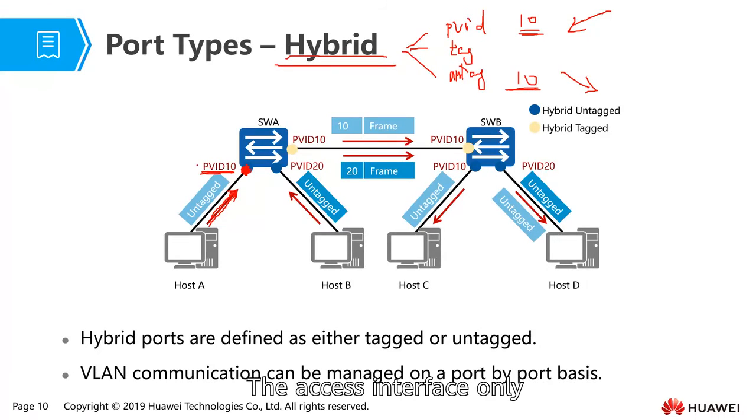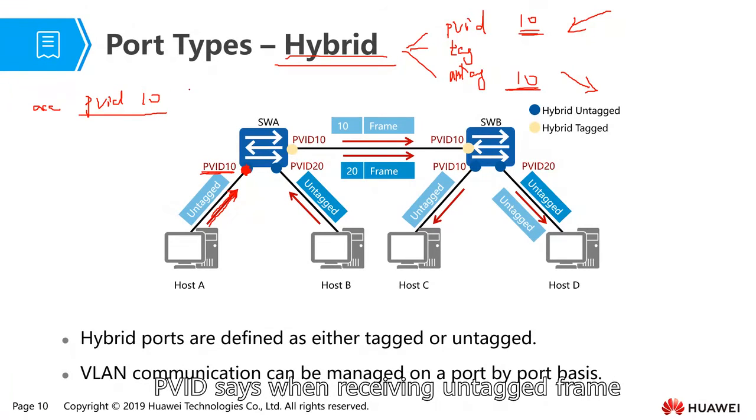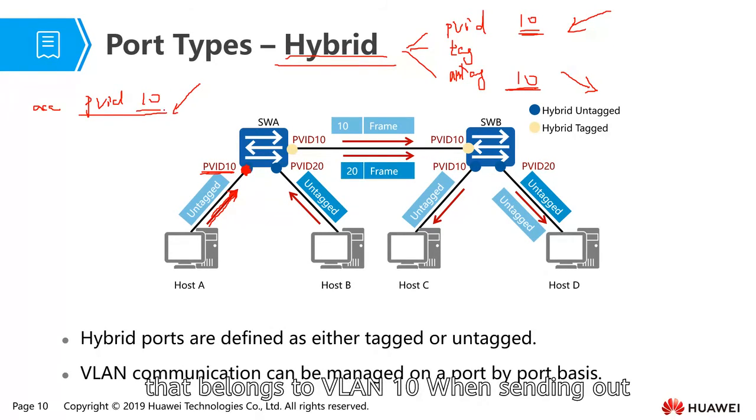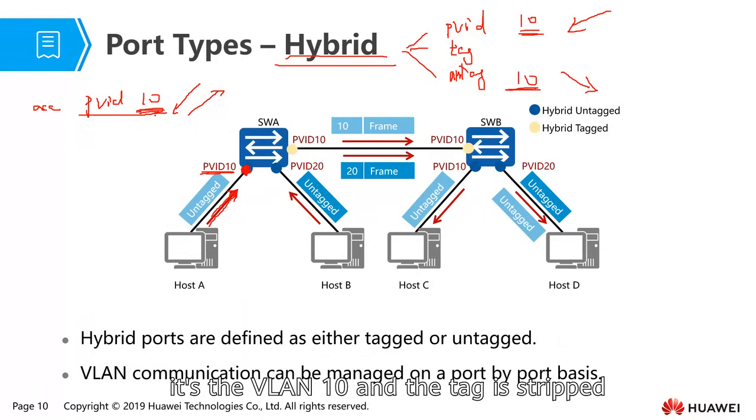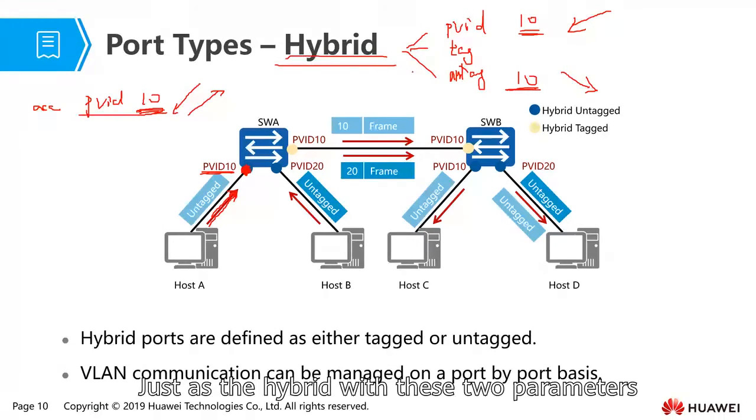The access interface only needs to configure one parameter, that's the PVID, 10. The PVID says when receiving an untagged frame, it belongs to VLAN 10, and when sending out, it's VLAN 10 and the tag is stripped. Just as the hybrid with these two parameters.